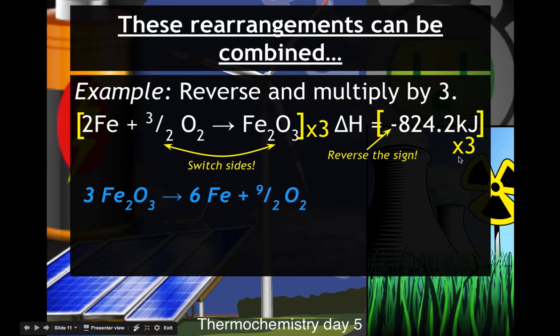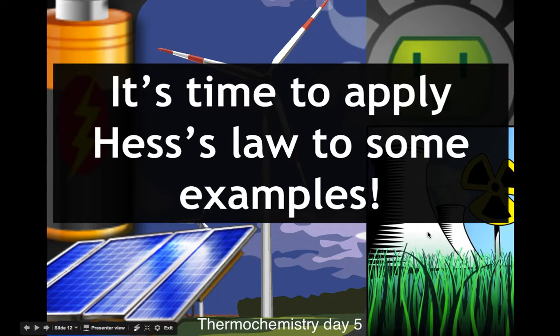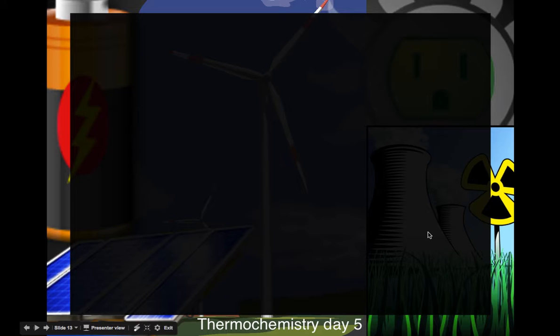Multiply our delta H by 3, reverse the sign, and here's the amount of heat. So this reaction will actually produce 2,472.6 kilojoules of heat. So let's apply this to some examples.